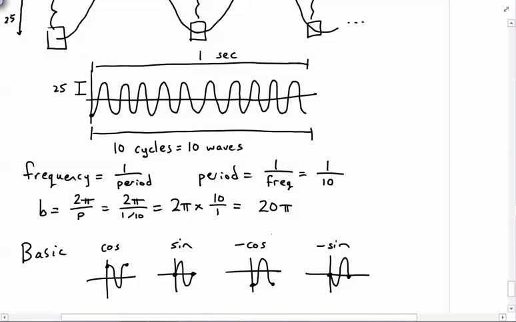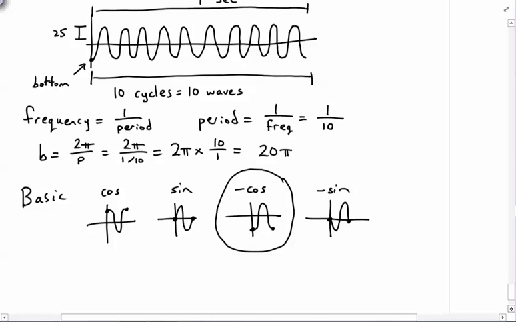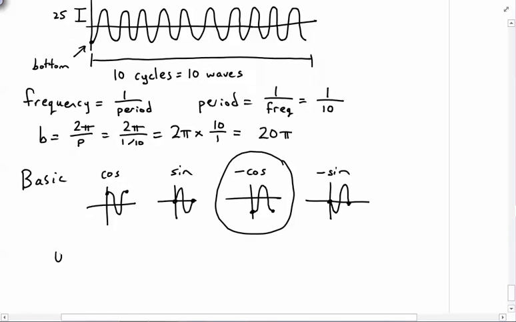So because this graph starts on the bottom, it's pulled down and then released, my best choice for my basic graph is going to be the negative cosine. So I'm trying to make an equation that has negative as the first term. I'm trying to find values of B, C, D, and A so that this will make sense.